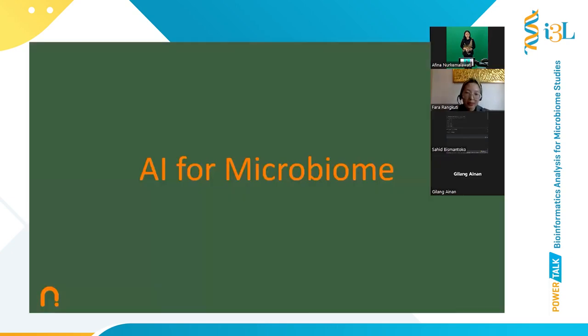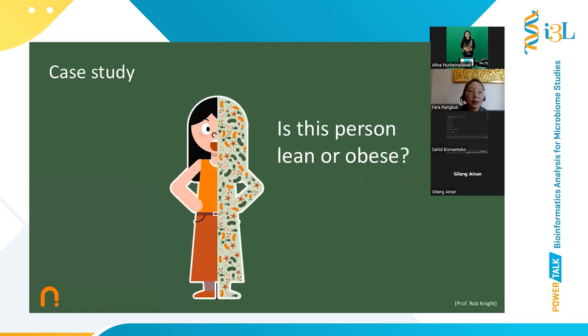So next, I already gave you an overview of what people usually do for bioinformatic analysis. And you can also do AI for microbiome. This is actually very useful, and there is a growing number of studies of people doing this kind of analysis. Why? Let me give you an example. There is a case study.